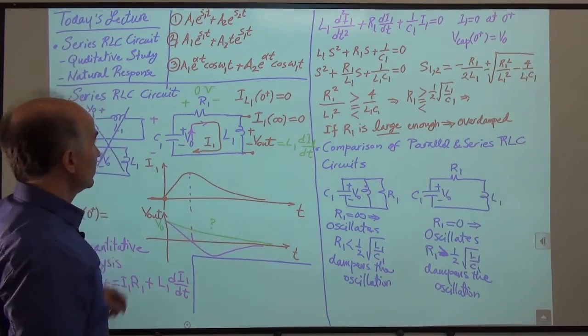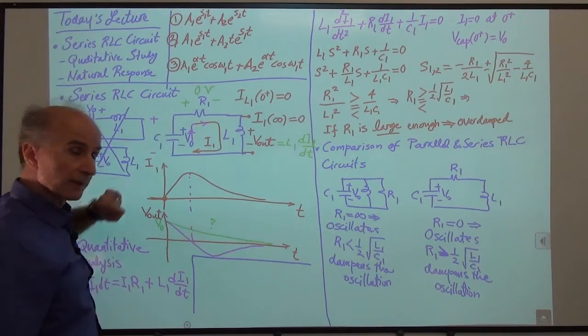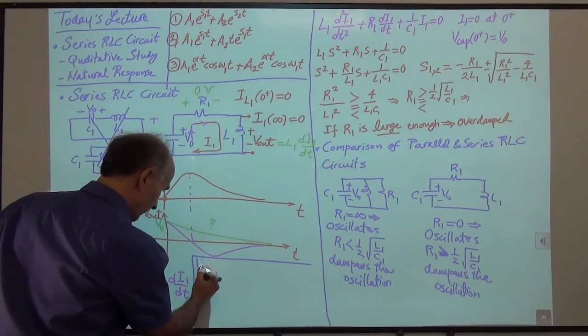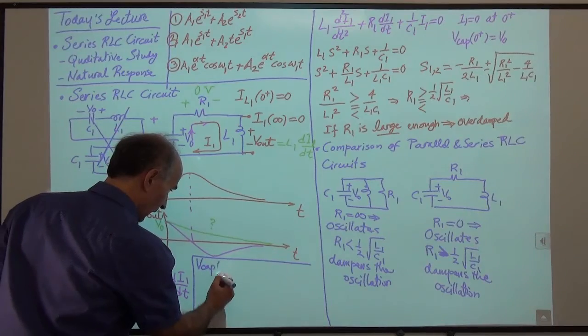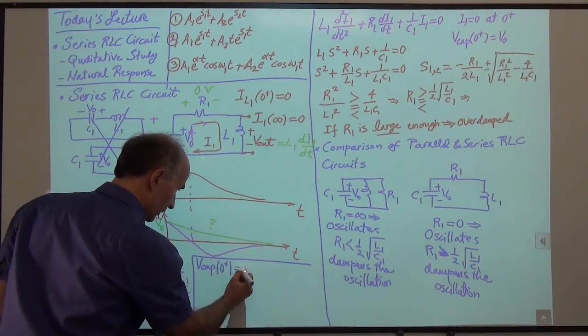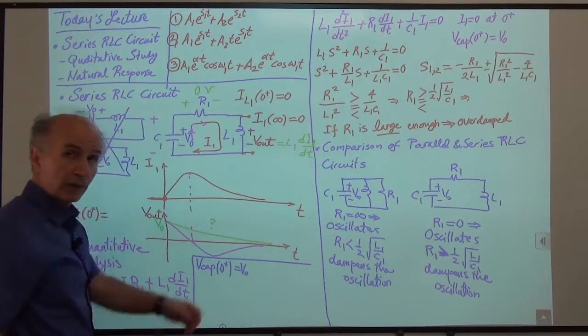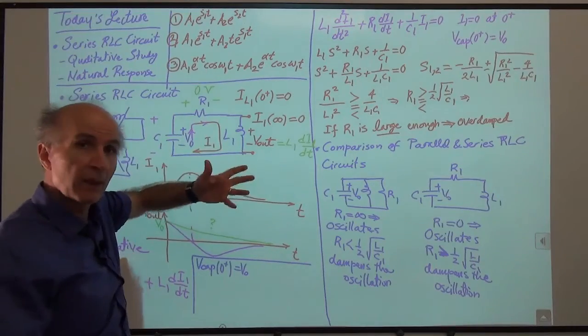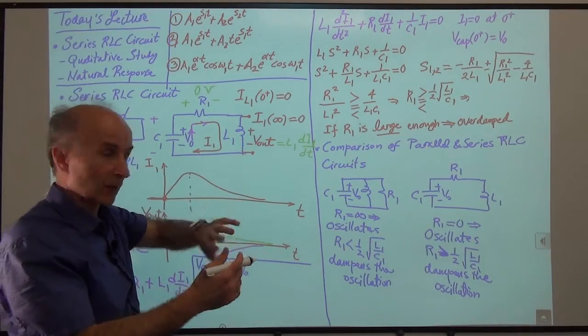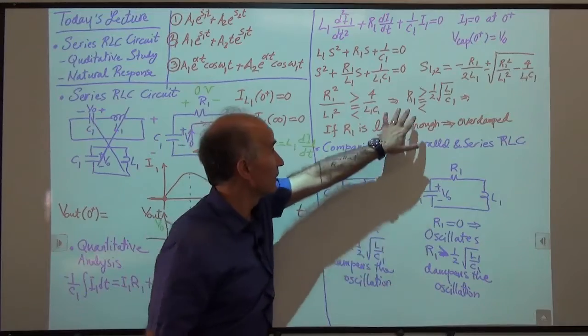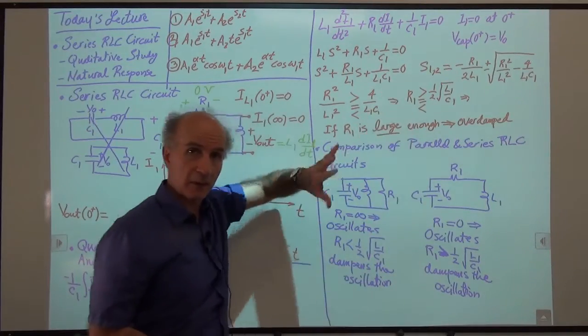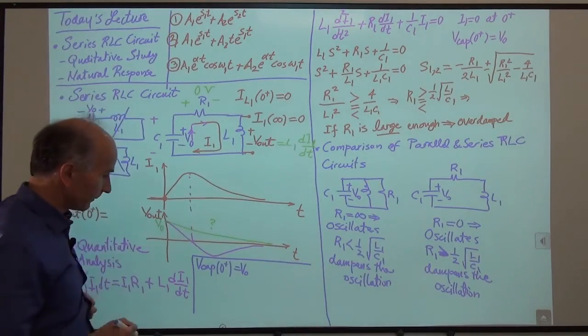Okay, so what we know is that the capacitor voltage is V0, right? Okay, so we say V cap at 0 plus is V0. And of course, that doesn't depend on the type of response we have. It's always V0 at time 0 plus, regardless of the values that we have for the resistor, the inductor and the capacitor.